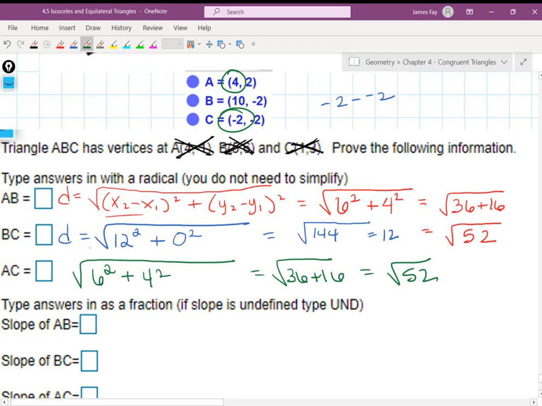Okay. So you just found 3 distances, 3 sides of a triangle. One side was radical 52, one side was 12, and another side was radical 52. What does that tell you about this triangle?